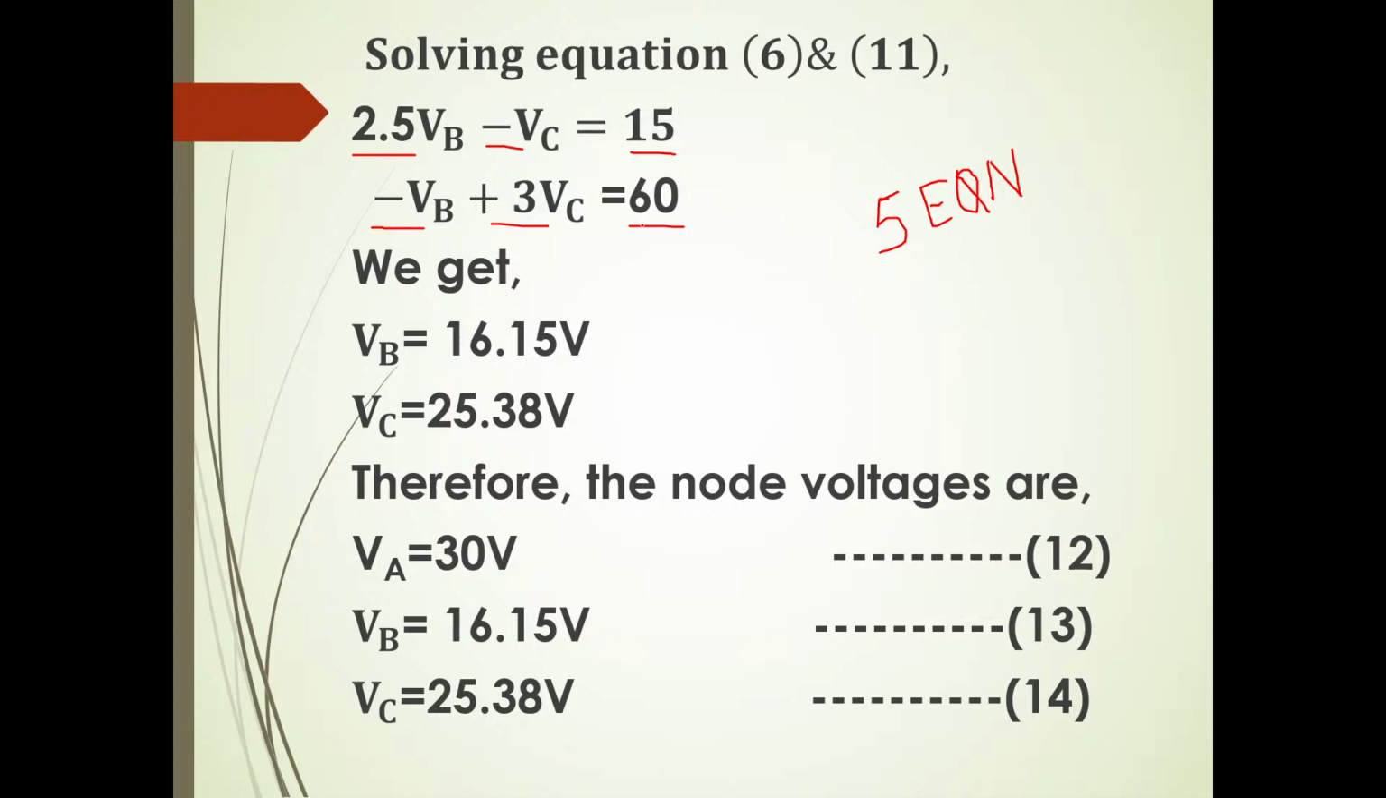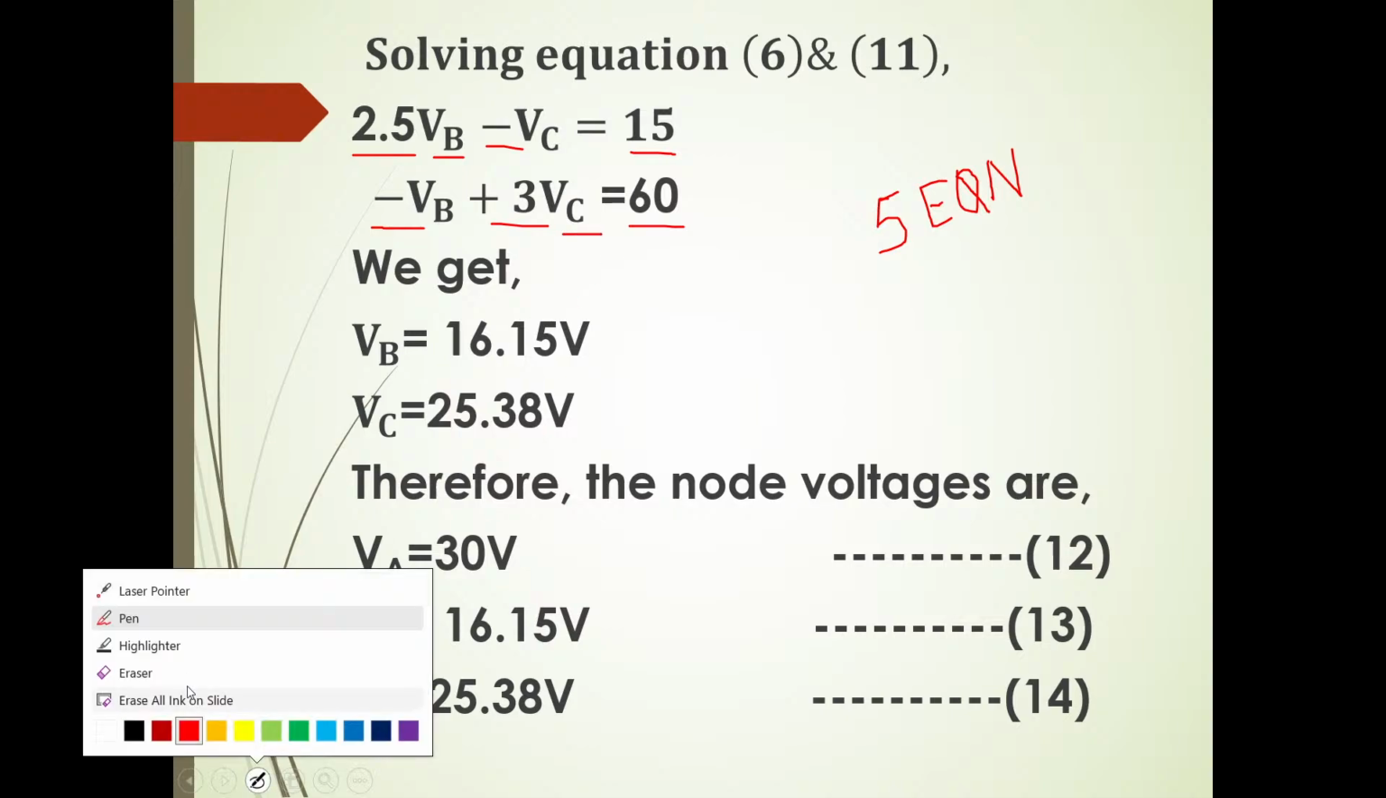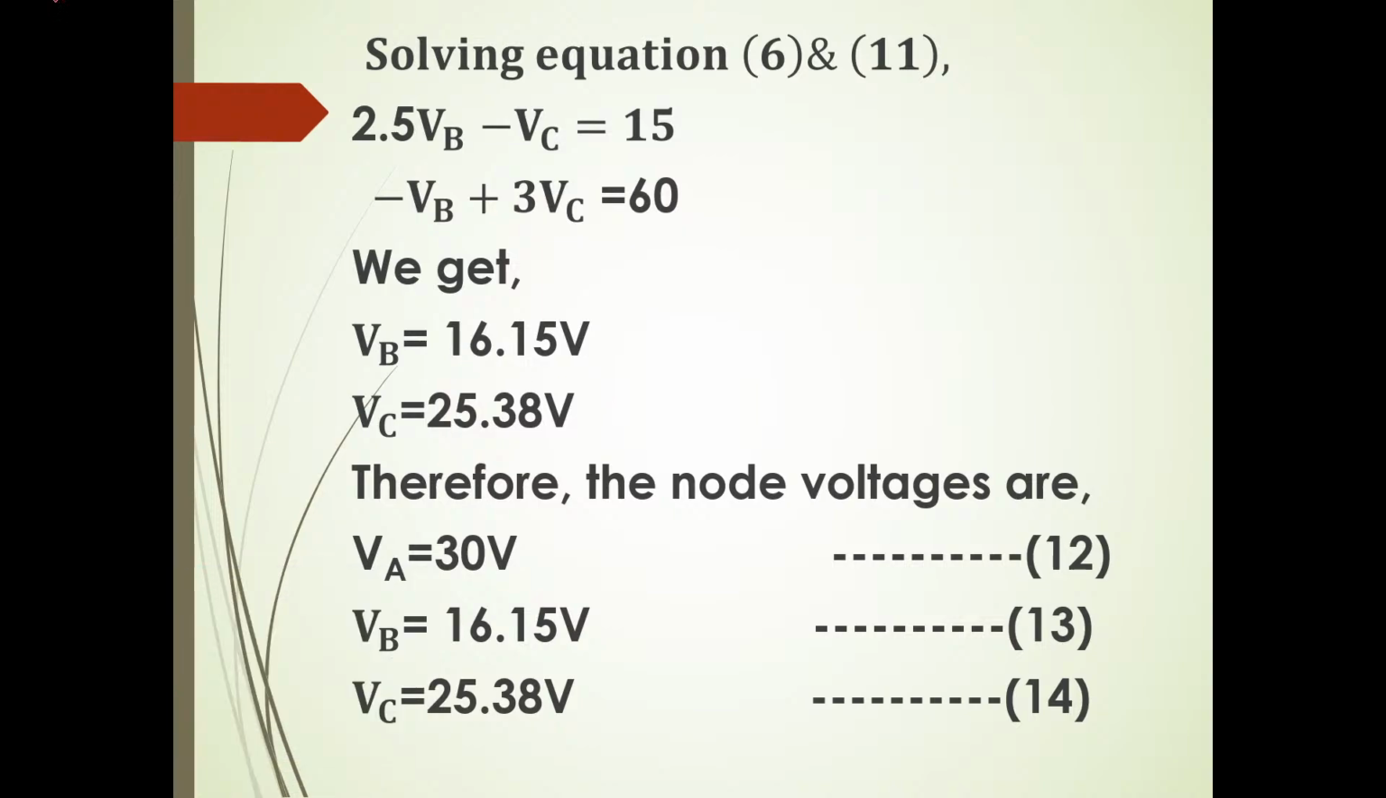When you press the equal to button, automatically the VB value will be displayed, and when you press the equal to button once again, the VC value will be displayed. So take the calculator and try to substitute these two equations. First time you will get the VB value, that is 16.15 volts, and once again when you press the equal to button, you will get 25.38 volts.